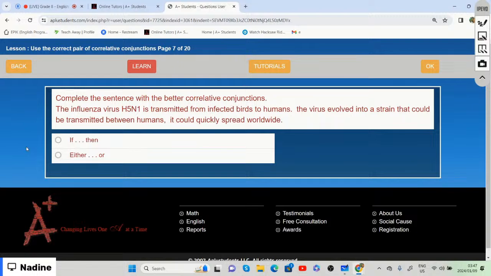Do we say if the virus evolved into a strain that could be transmitted between humans, then it could quickly spread worldwide? Or do we say either the virus evolved into a strain that could be transmitted between humans, or it could quickly spread worldwide? Which one is the best correlative conjunction to complete the sentence?